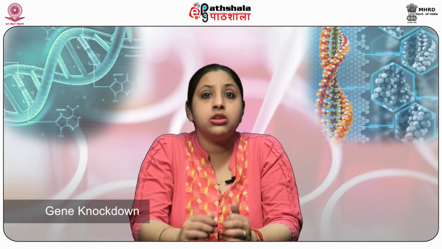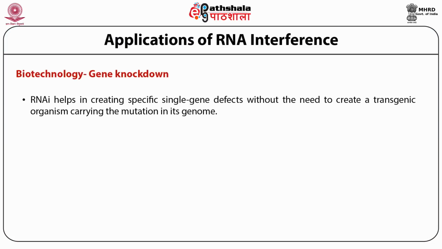Simply, for this, double-stranded RNA molecules with sequence complementary to the gene of interest are synthesized and introduced into a cell or organism. There, it is recognized as foreign genetic material, thereby activating the RNA interference pathway, which causes a drastic reduction in the expression of a targeted gene. RNA interference is also known as gene knockdown because it does not completely abolish gene expression, unlike the gene knockout procedures where gene expression is completely eliminated. RNA interference helps in creating specific single gene defects without the need to create a transgenic organism carrying the mutation in its genome.